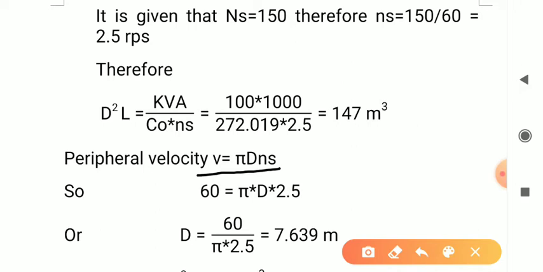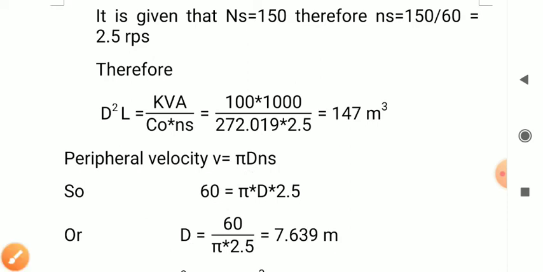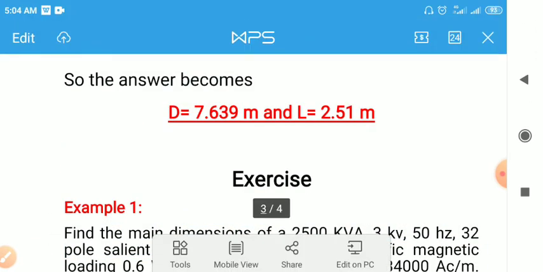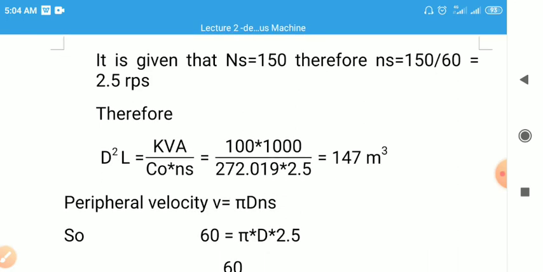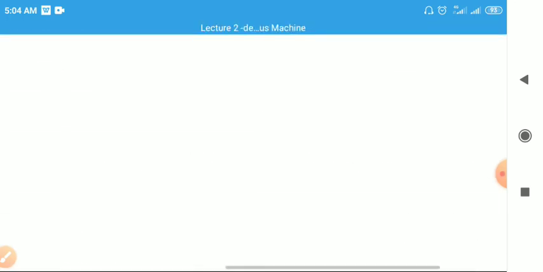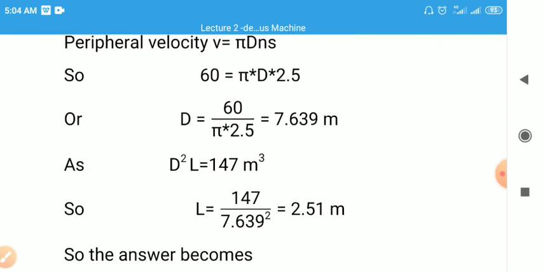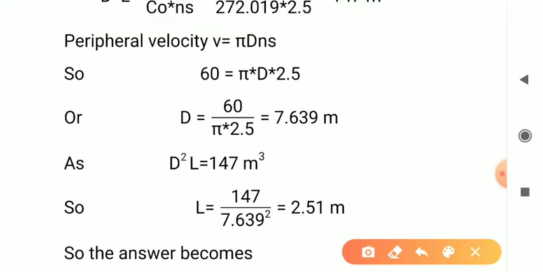As v is 60 is given and ns is 2.5, the only unknown is D, and that D is equal to 60 divided by pi into 2.5, and we will get after this calculation 7.639 meter.